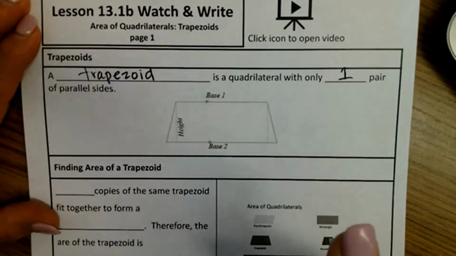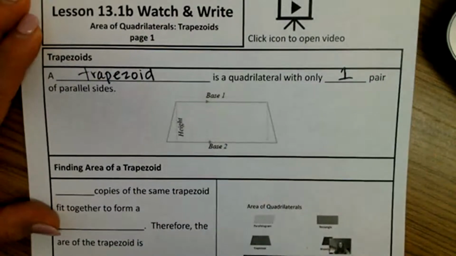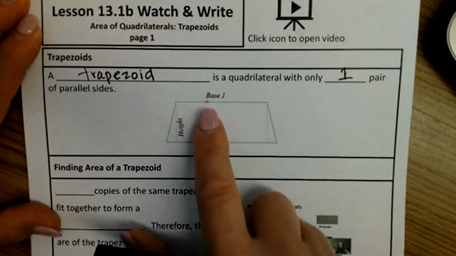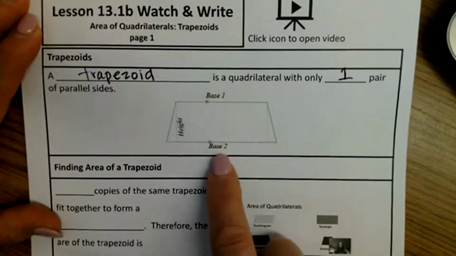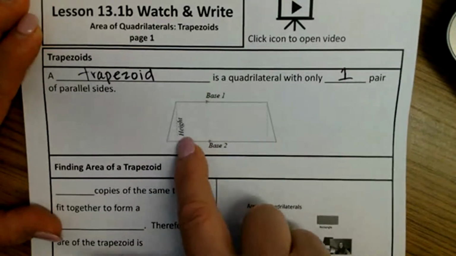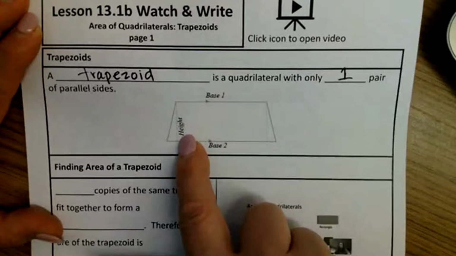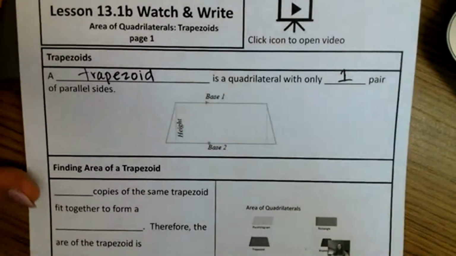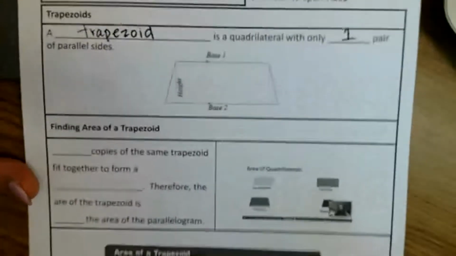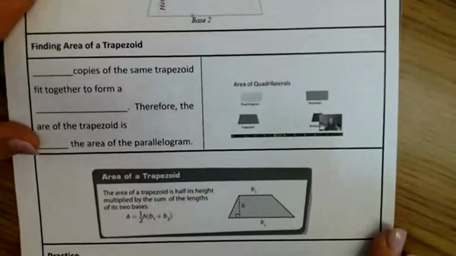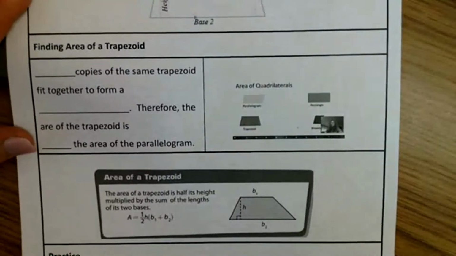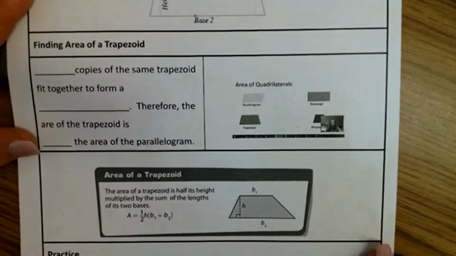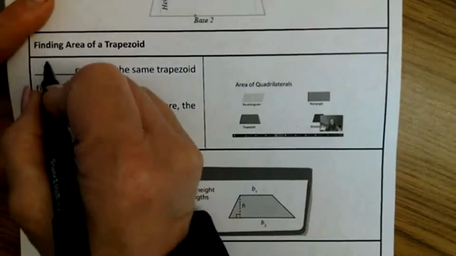Trapezoids are quadrilaterals, meaning they have 4 sides, but only one pair of the sides is parallel. We call those sides base 1 and base 2. And here's the height, or how tall the trapezoid is. So how do we find the area of a trapezoid? I'm going to take the notes and then we're going to watch a short video so you can see what I'm talking about with pictures.